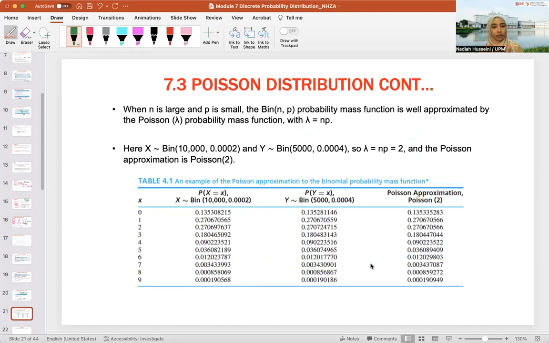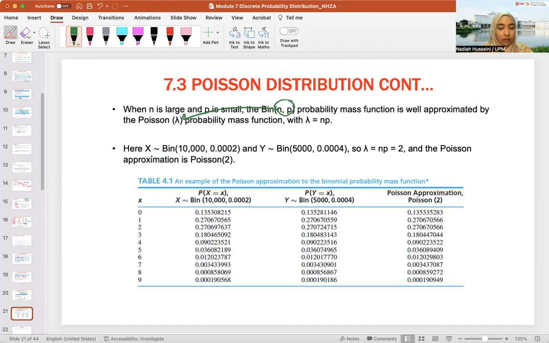When n is large and p is small, oh sorry, this is not the example yet. We're just trying to compare between the binomial distribution and Poisson. So when n is large and p is small, the binomial distribution (n, p) probability mass function is well approximated by the Poisson lambda probability mass function, with lambda being equal to np, the product of n and p.